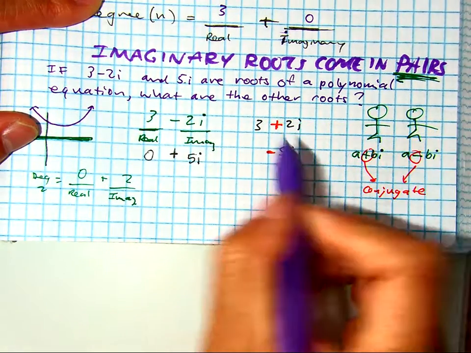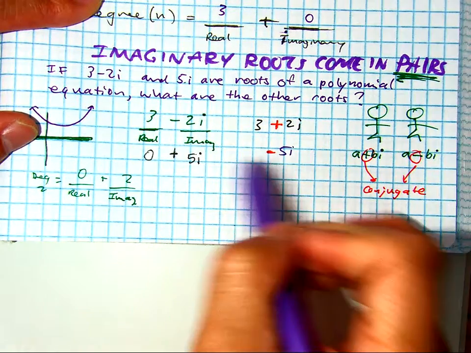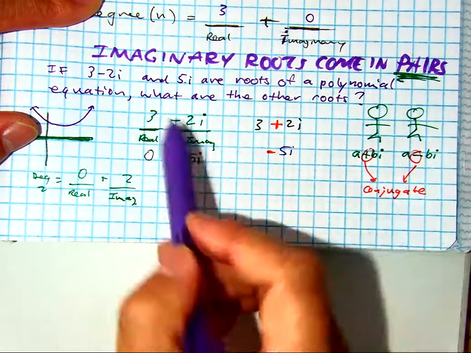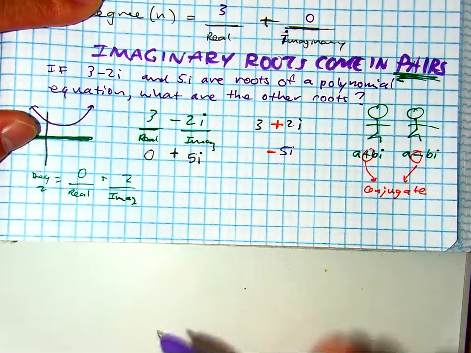And you don't need to write the 0, do you? But if you do need to, it can help you understand. So what are the other roots? The other roots are 3 plus 2i and negative 5i.